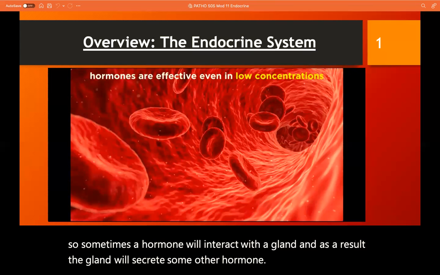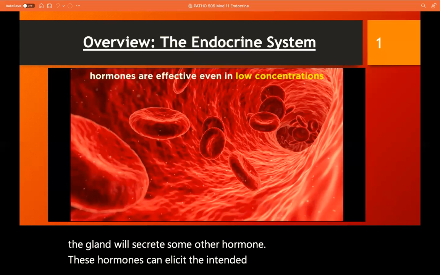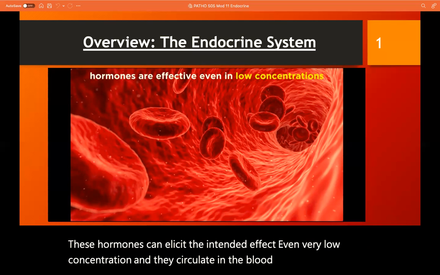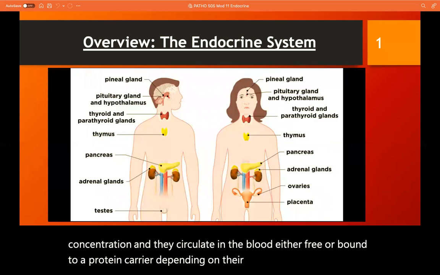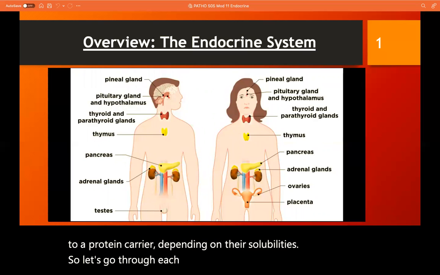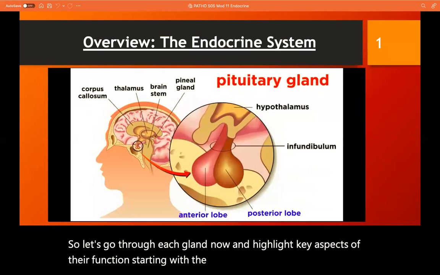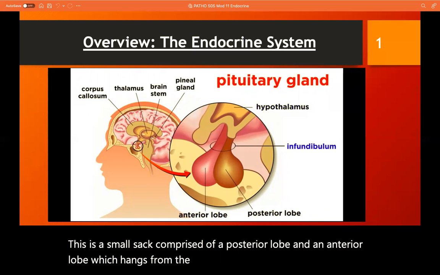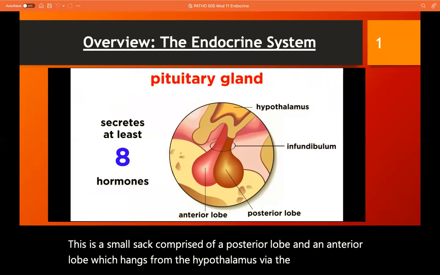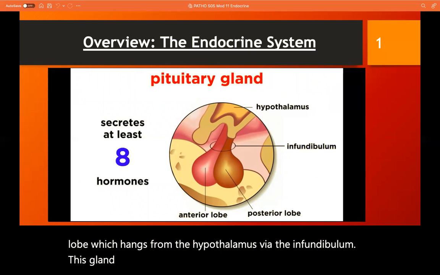These hormones can elicit the intended effect in even very low concentration, and they circulate in the blood either free or bound to a protein carrier, depending on their solubilities. So let's go through each gland now and highlight key aspects of their function, starting with the pituitary gland. This is a small sac comprised of a posterior lobe and an anterior lobe, which hangs from the hypothalamus via the infundibulum. This gland secretes at least 8 hormones.